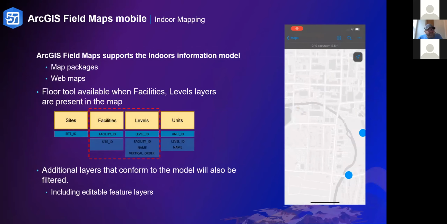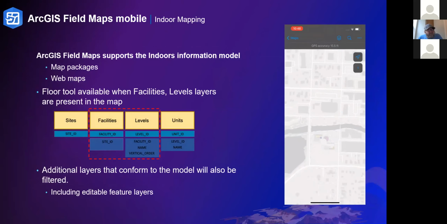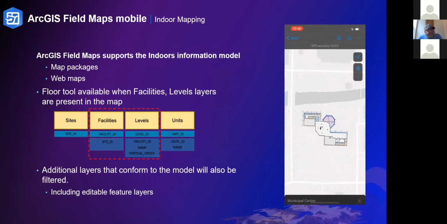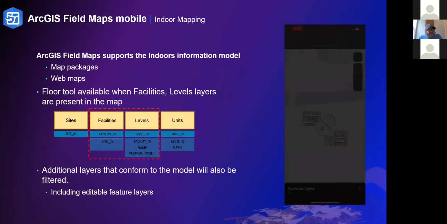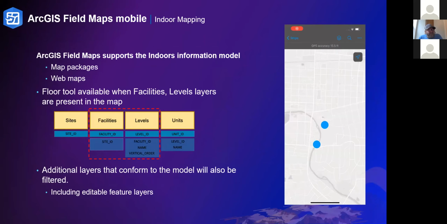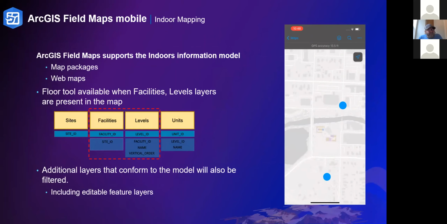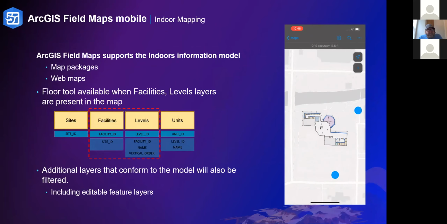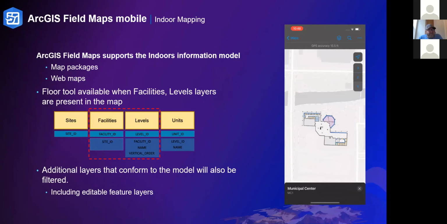Regarding indoor mapping, I mentioned ArcGIS Indoors. The Field Maps application has been built to support our indoors information model via web maps and offline for map packages. So it's basically floor aware. If we have buildings with multiple floors, it knows how to handle those sorts of things. And that's basically all I want to say about the indoor stuff. If you have questions about that, please reach out to us.